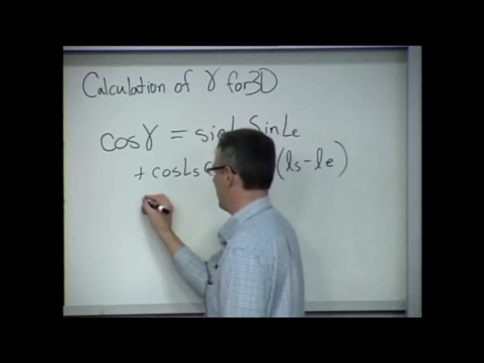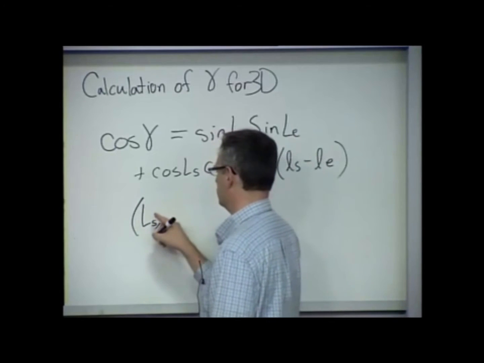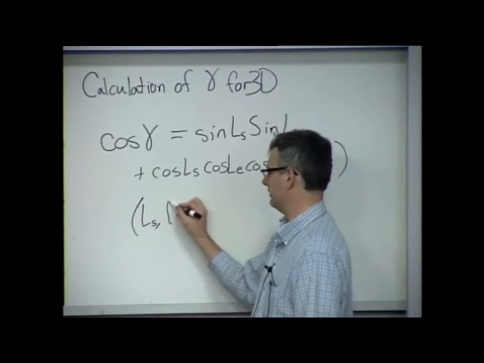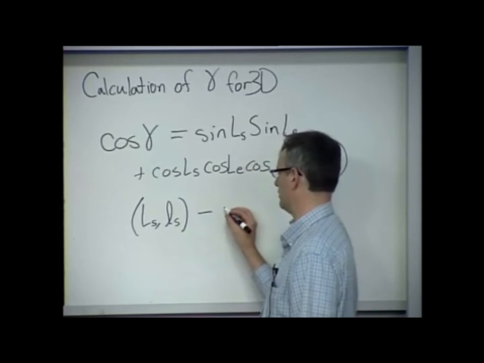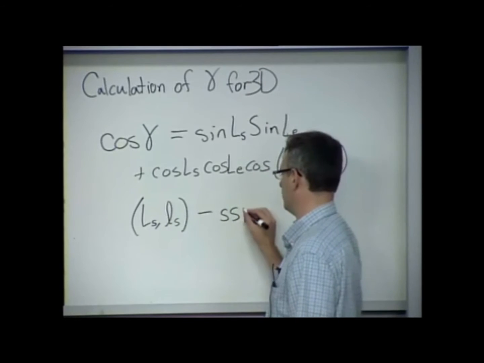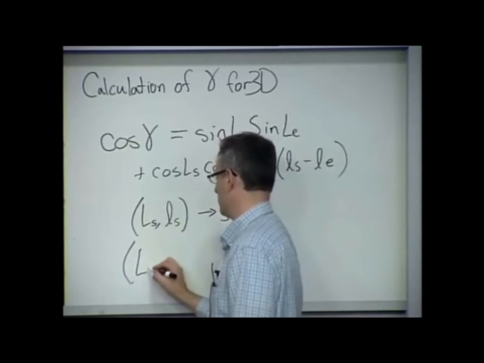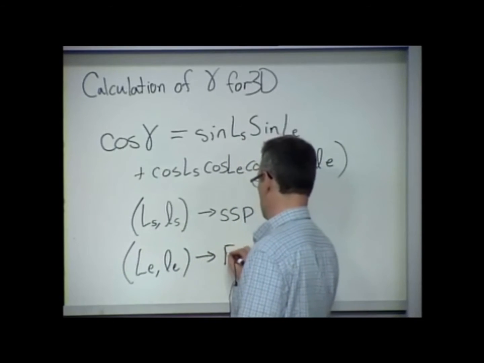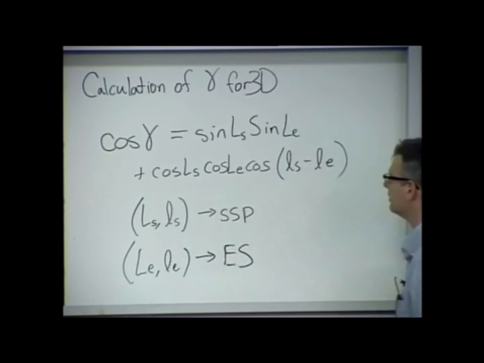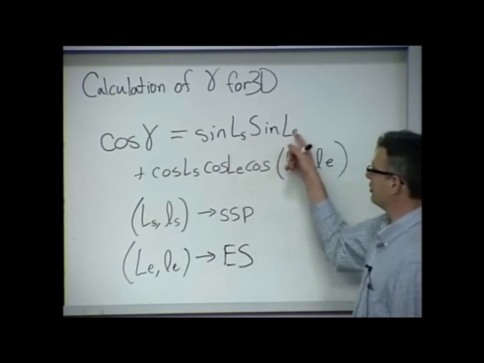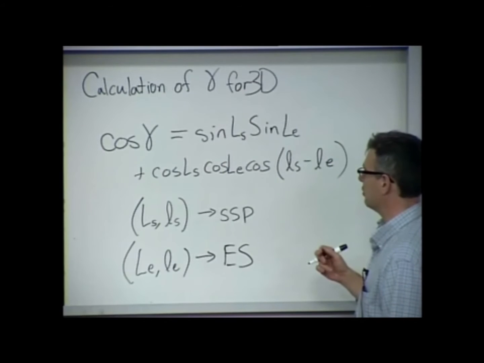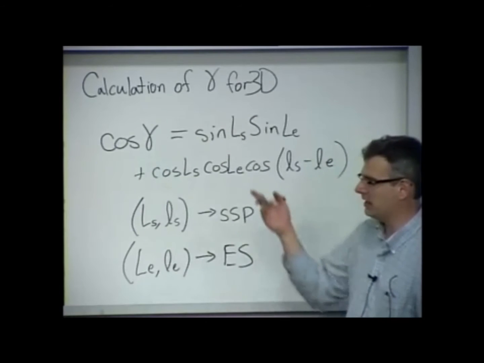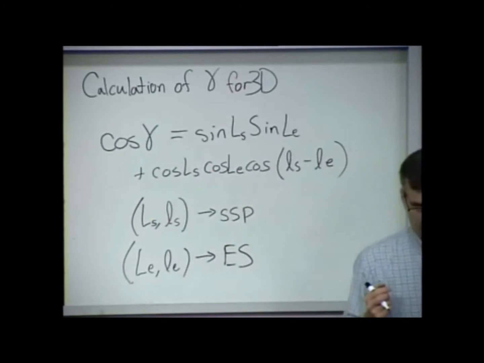Now, what are the LS's and the LE's? Capital L sub s is the latitude of the satellite subpoint. Little l sub s is the longitude. And likewise, capital L sub e and little l sub e is the lat lon for the Earth station. And so, if you plug your latitude and longitude for satellite subpoint and Earth station in here, take the arc cosine of that, you'll get the gamma that we used in our original two-dimensional problem.